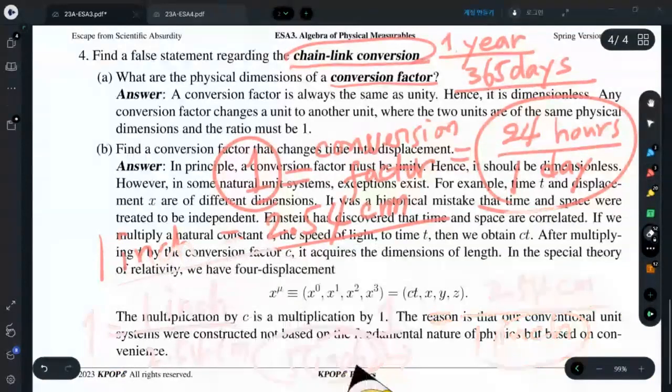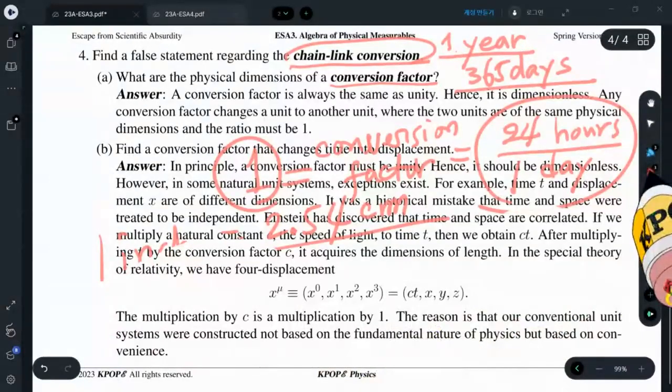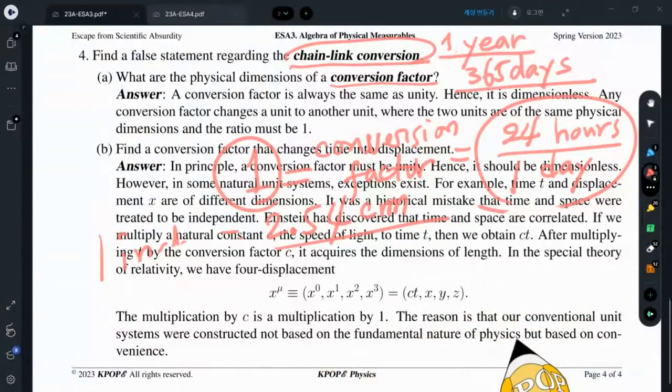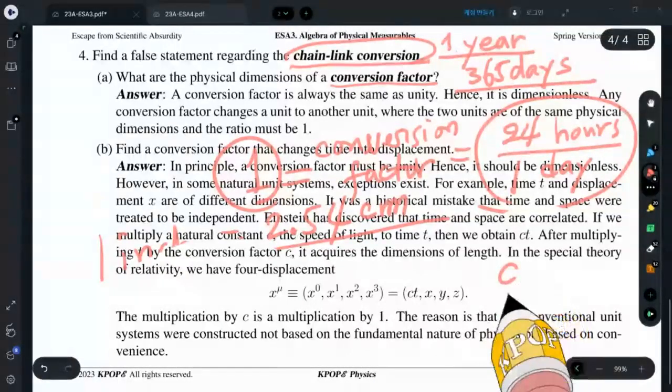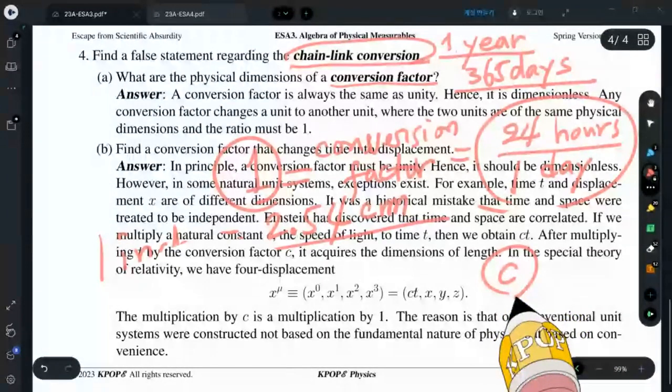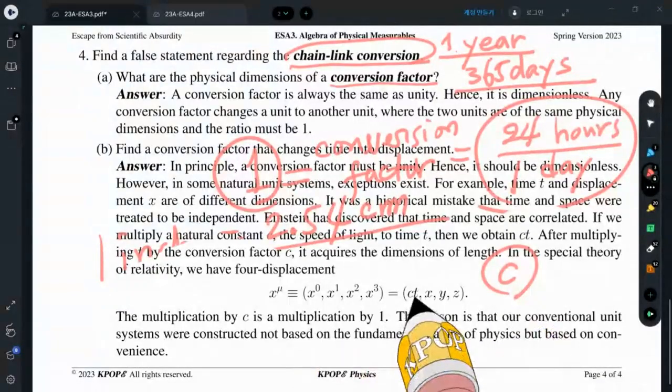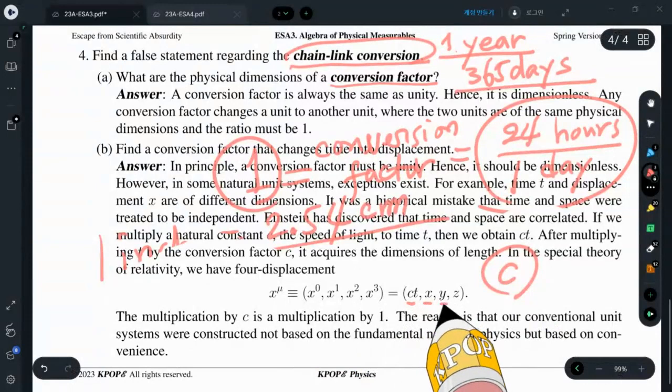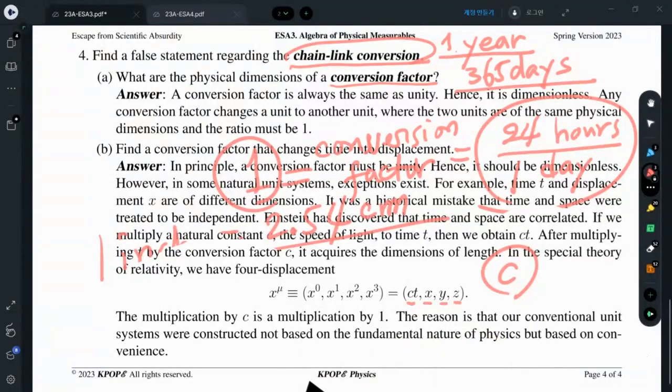However, in some cases, the conversion factor does not look the same as one. However, it is actually one. For example, c is the speed of light. Einstein's relativity says the time should be converted to have the dimensions of length to make these space-time coordinates transform together. Our original definition of time and space was historically wrong. That's the reason why the speed of light is not one but a very strange number.